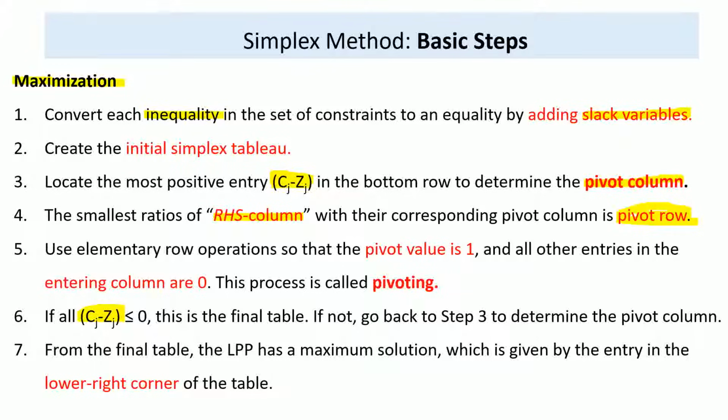And the seventh and the last step is from the final table, the linear programming has a maximum solution which is given by the entry in the lower right corner of the table. After we have arrived at optimality, from the final table we have got the maximum solution, which is found at the lower right corner of the table. Let's see by examples.